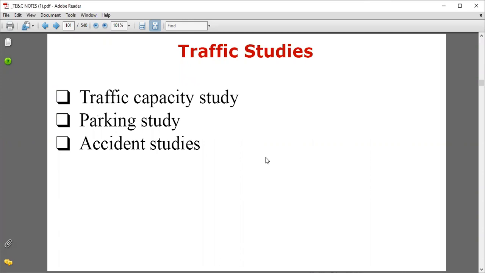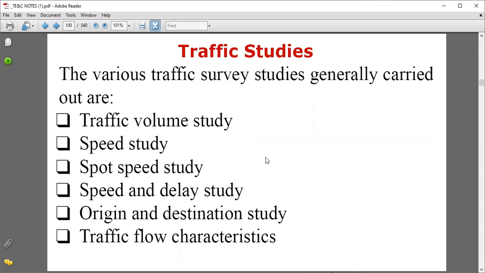Okay, so for that purpose, traffic volume studies, again there is a speed study. Speed study means there is a vehicle which has a speed. What is the speed? That data also we can collect here. Again, the spot speed study. What is meant by spot speed? It means the speed of that vehicle at any instant is nothing but the spot speed. At any spot, we can take a judgment about the speed of that vehicle. That is the spot speed study.